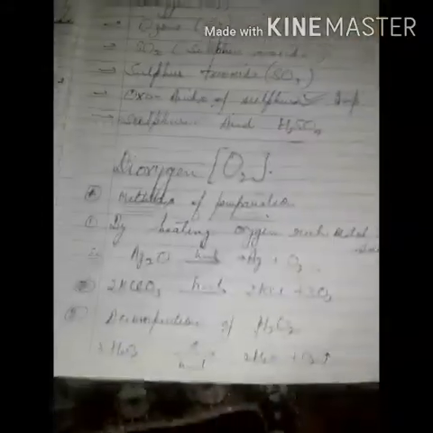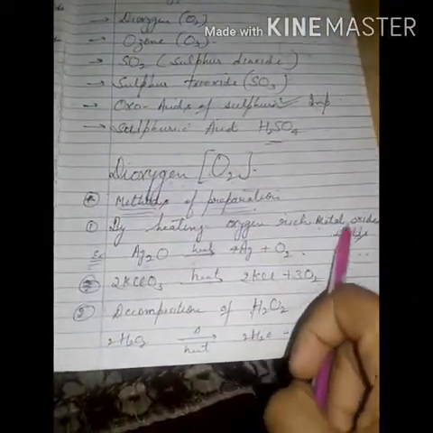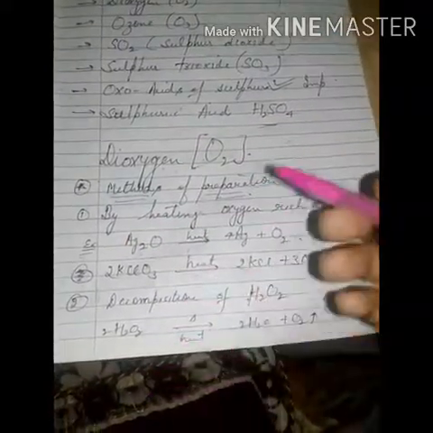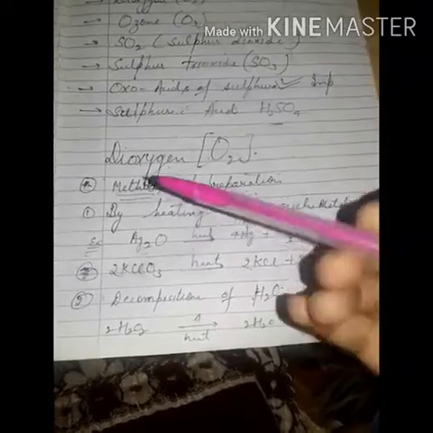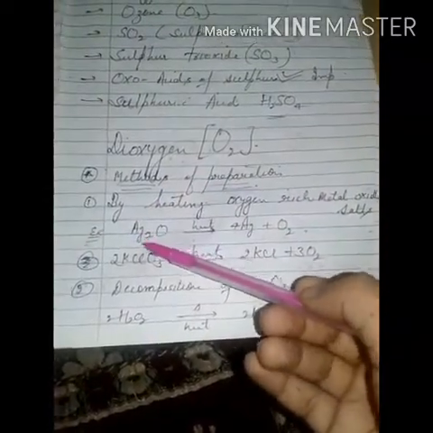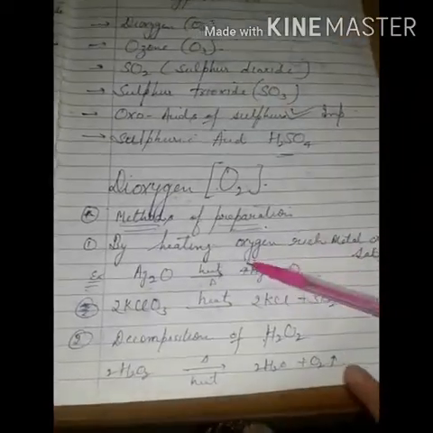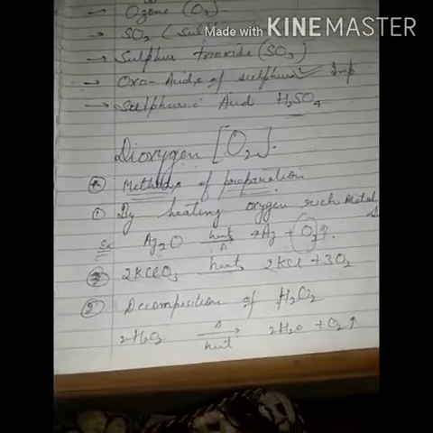The very first method of preparation involves heating of any oxygen rich metal oxide or salt. Means if we heat any metal oxide or salt, then it will give us dioxygen as a product. Here the example I am taking is silver oxide. If I heat it, means if I provide some extra energy, then it is going to decompose, it is going to dissociate. When it dissociates, it will give you silver and oxygen, and oxygen is liberated out.